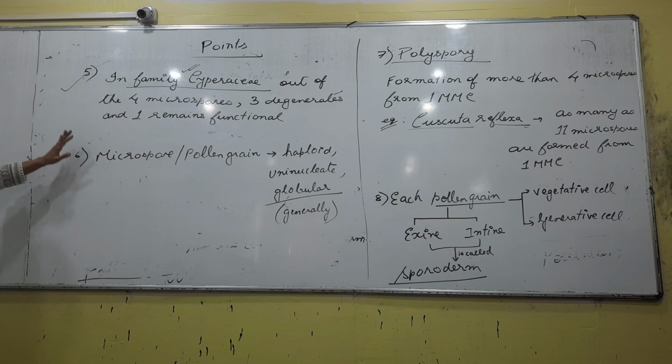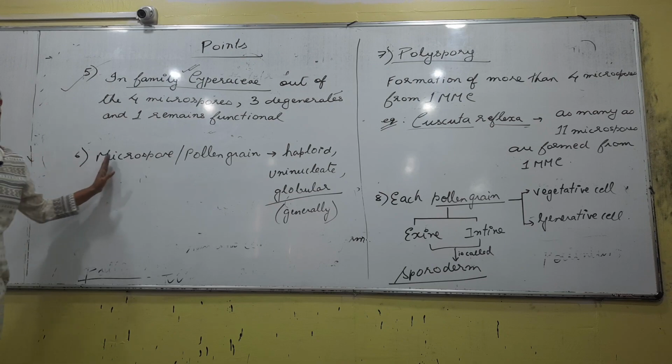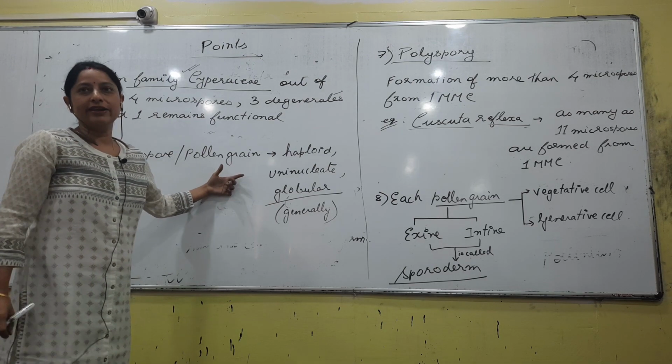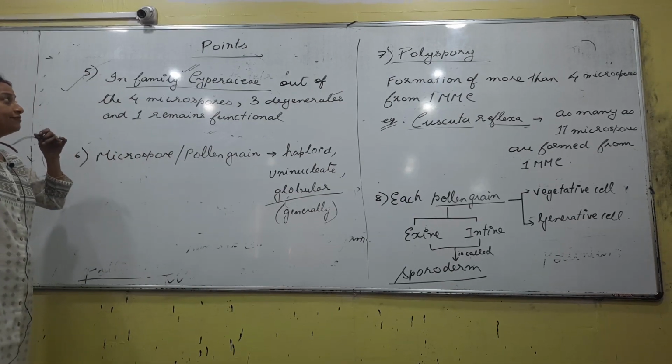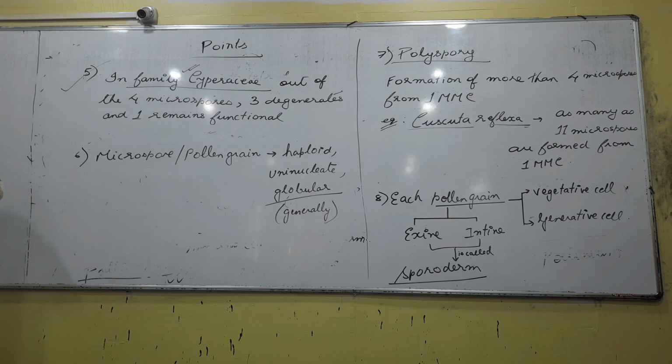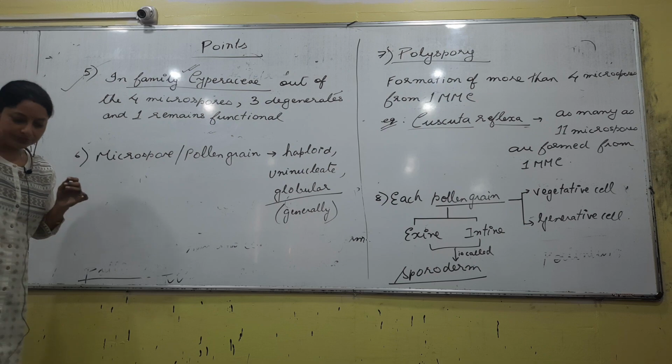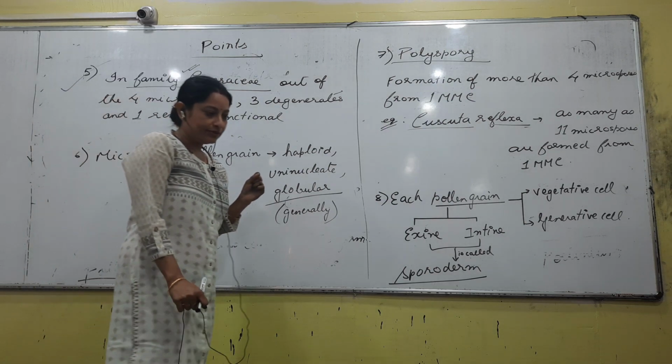Okay. Next. These are not so important, these are all GK type. We know about a pollen grain, it's haploid, it's uninucleate, etc. What is important is point number 5. Point number 5 is very important. Why is it important? What is so unique about point number 5? What is so exceptional?